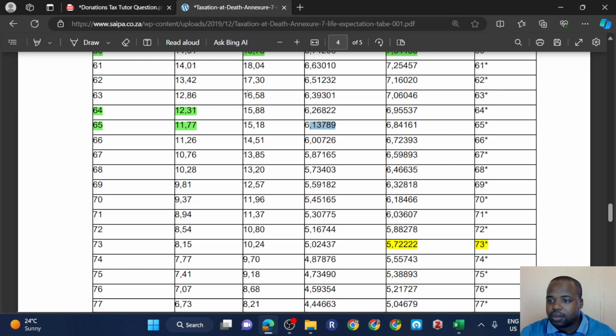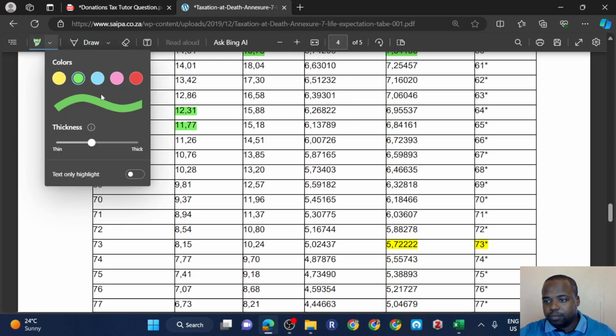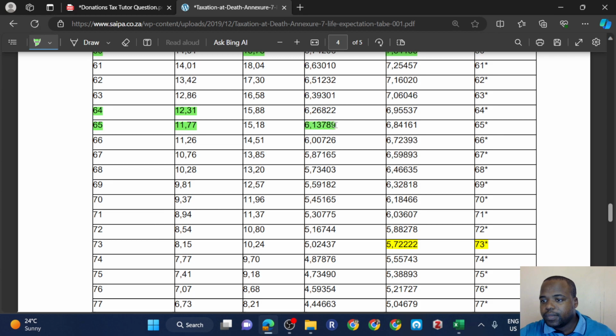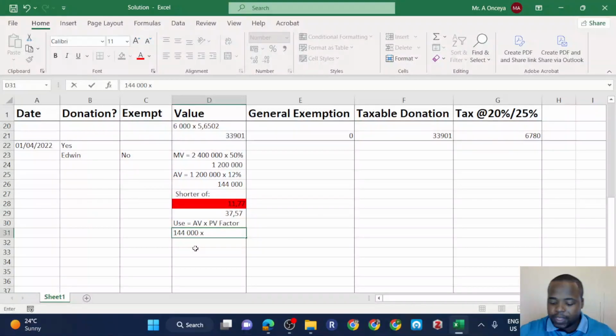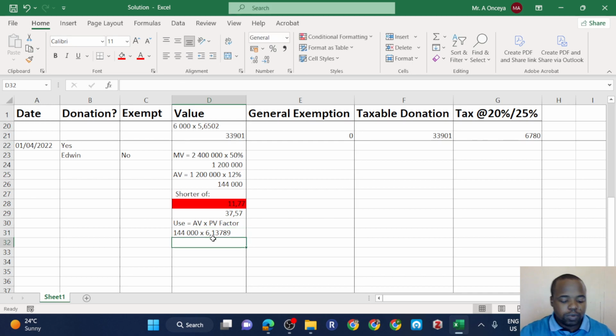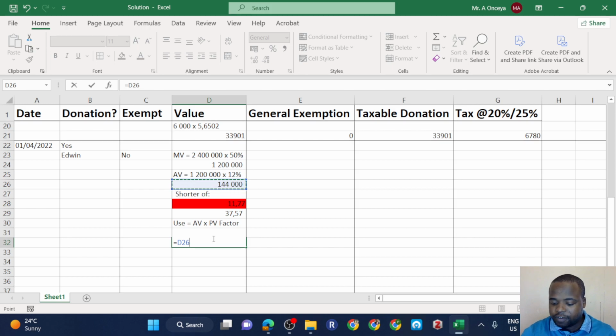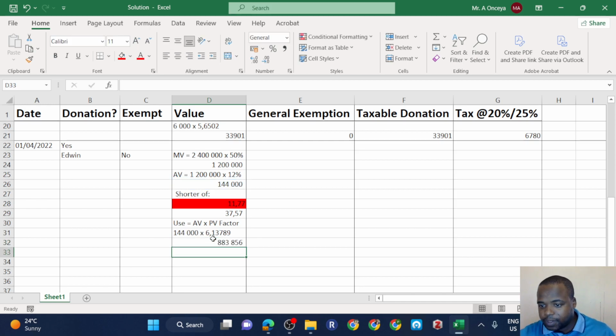6.13789. So that's the PV factor we're going to use. Let's quickly compute that. That is 144,000 rands multiplied by 6.13789, which gives 883,856 rands. That's the value of the usufruct.